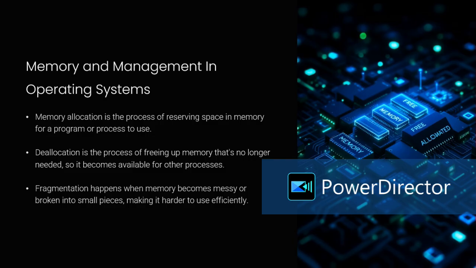I will start with the first term, allocation. To allocate memory means to reserve space in memory for a program or a process to use. Then deallocation is the process of freeing up memory that is no longer needed so that it can become available for other processes. And then fragmentation. Fragmentation happens when memory becomes messy or broken into small pieces, making it harder to use and less efficient to use.